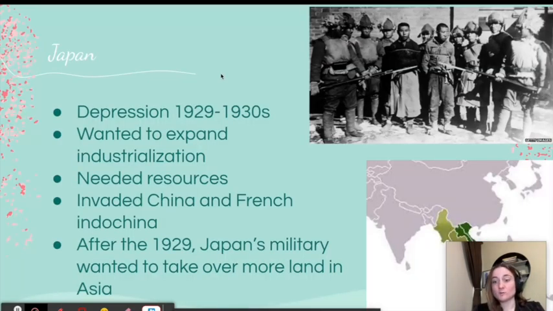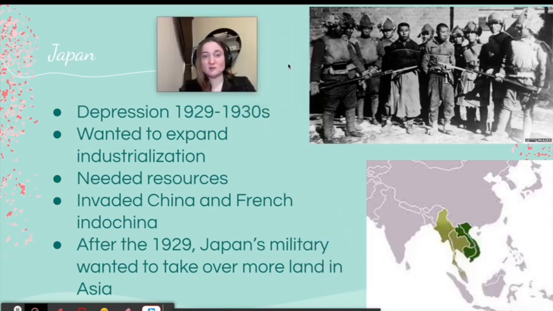So Japan, before World War II, was in a crazy economic depression from 1929 all the way through the 1930s, just like the United States was during this time as well. They wanted to expand industrialization, but in order to expand industrialization, you need resources. Japan has very few natural resources. They're pretty much a giant volcanic rock island. So they're like, to get those resources, we're going to invade China as well as French Indochina. If you don't know what French Indochina is, it's here south of China. It includes countries like Laos and Vietnam. So that's what Japan did. They invaded China and French Indochina.